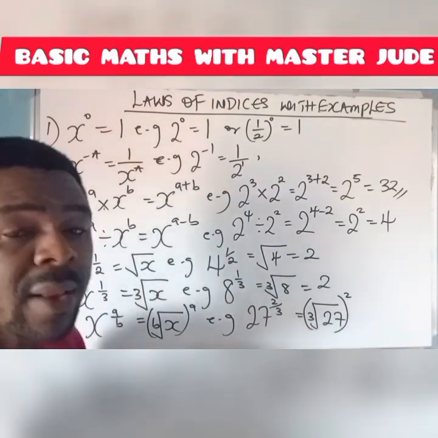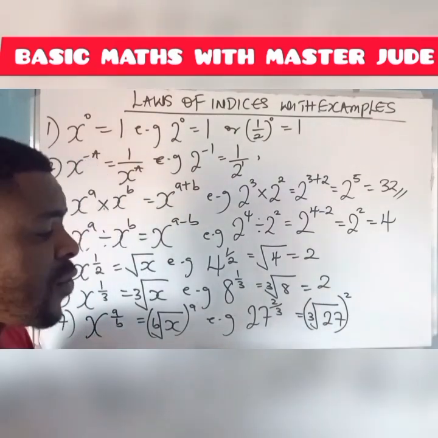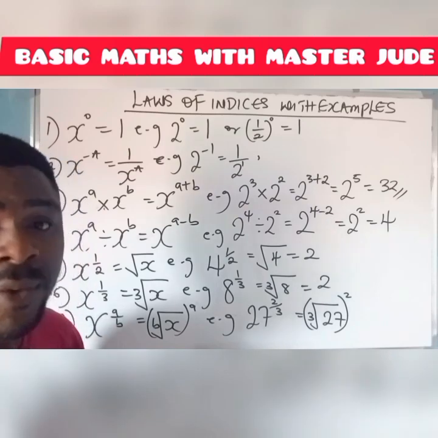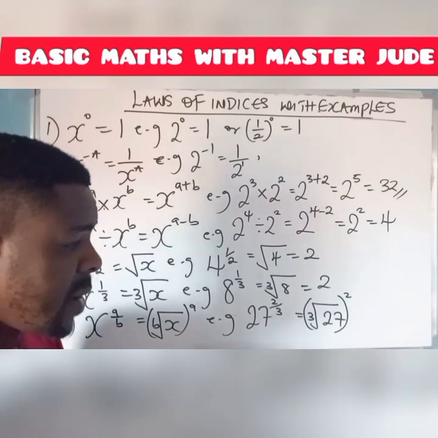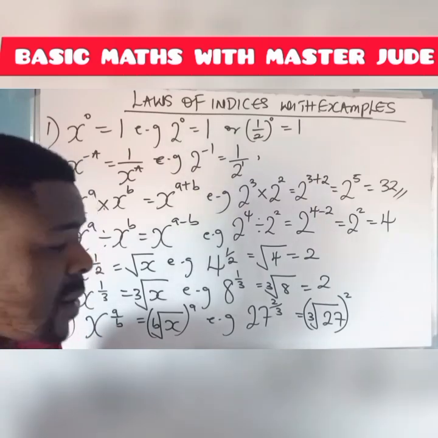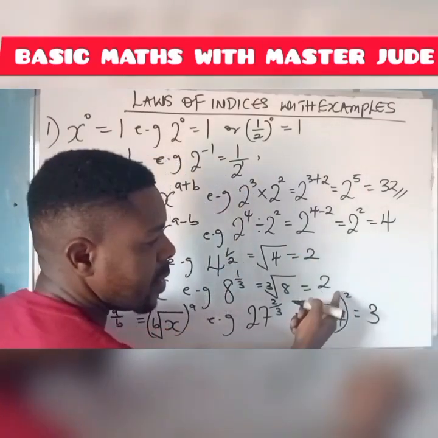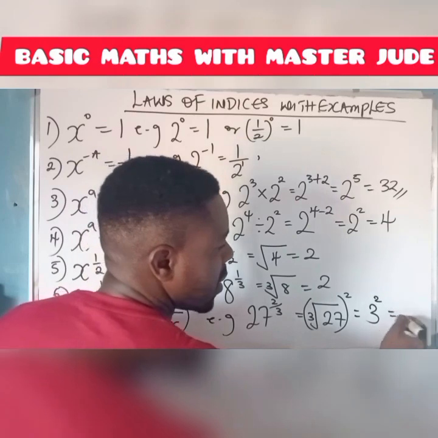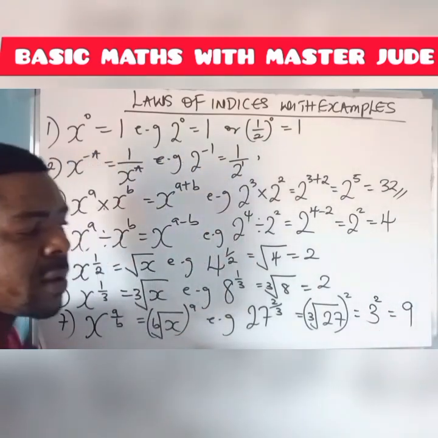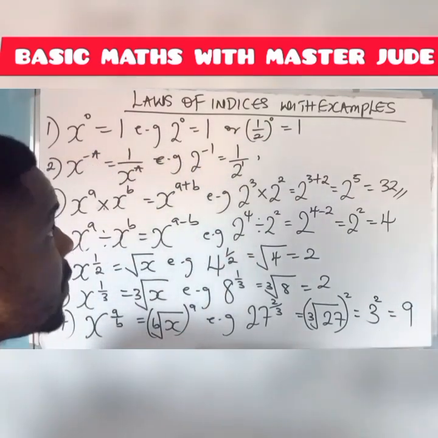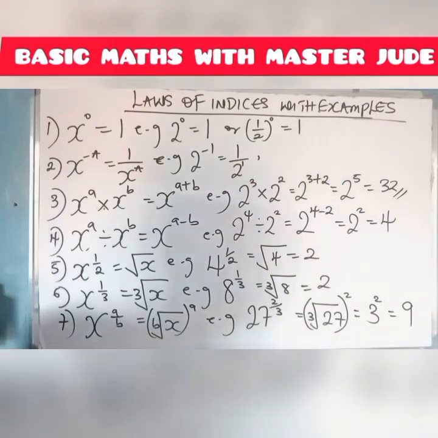Now, cube root of 27 means which number we're going to multiply 3 times to give us 27. 3 times 3 times 3 will give us 27. So the cube root of 27 is equal to what? 3. Remember the power 2: 3 squared. And 3 squared is what? 9, because 3 times 3 is what? 9.